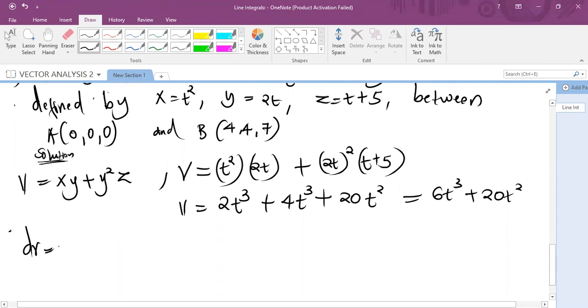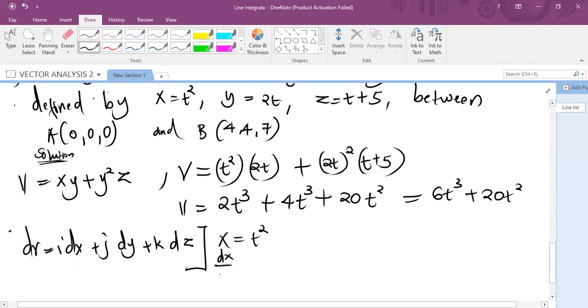Now we know that dr is equal to i dx plus j dy plus k dz. Since we already have the values for x, y, and z, let's evaluate what they will be with respect to this new variable. Since x is equal to t squared, dx/dt will be equal to 2t. So from here, we can clearly see that our dx will be equal to 2t dt.